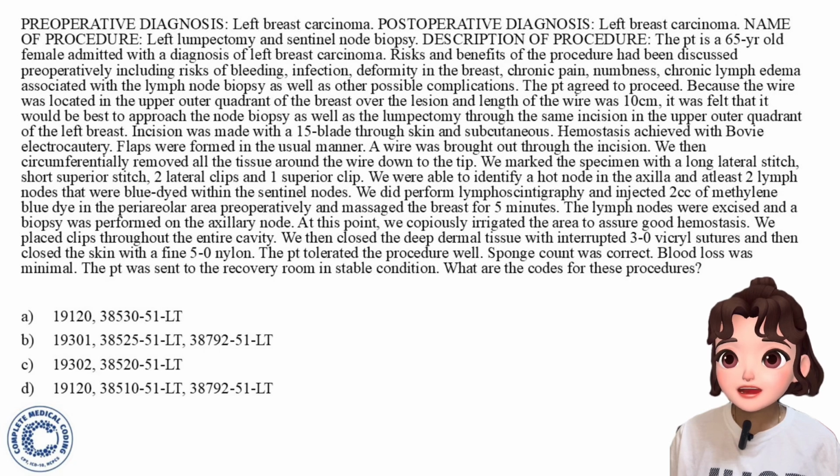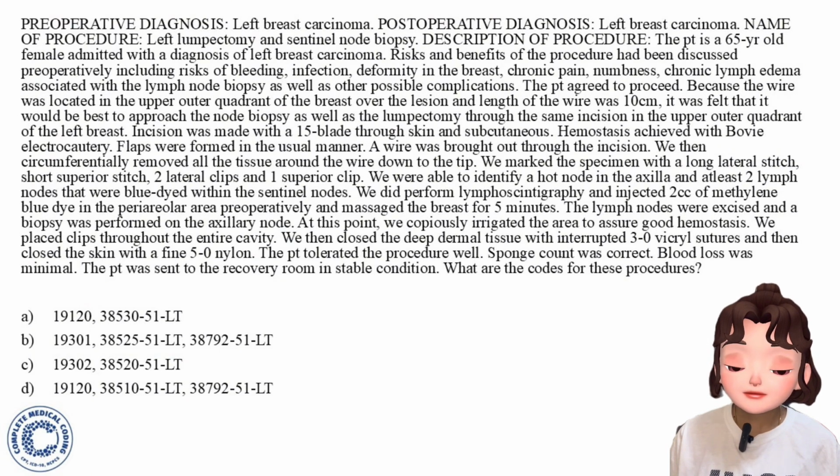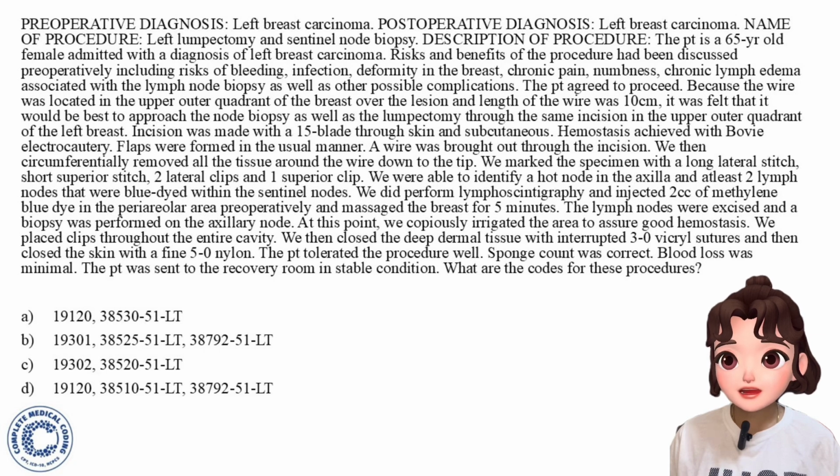What is 38792? Injection procedure, radioactive tracer for identification of sentinel node. As in our procedure, in the beginning itself it is mentioned, name of the procedure, sentinel node biopsy. So for sentinel node, you have to code this procedure. You have to append this procedure 38792, injection procedure, radioactive tracer for the identification of sentinel node.